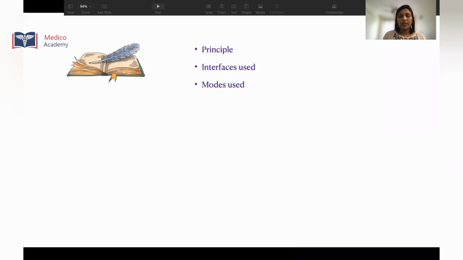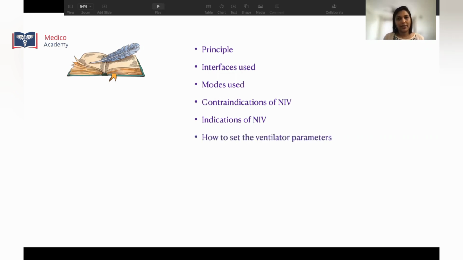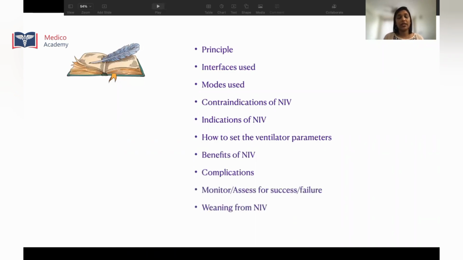So the subtopics that I'll be discussing in this lecture will be the principle of non-invasive ventilation, the various interfaces used, the modes of non-invasive ventilation, the contraindications and indications. I'll be talking about the contraindications first and then the indications, how to set the ventilator parameters, what are the benefits of NIV and the complications, and how to monitor or assess if the NIV trial is a success or failure, and also if successful, how do you wean a patient from NIV? So these are the subtopics that I'll be going through.